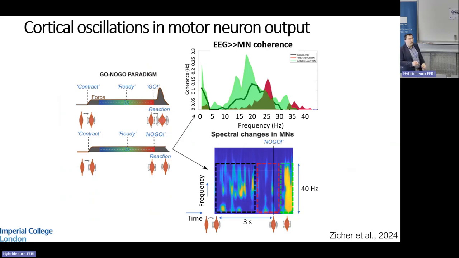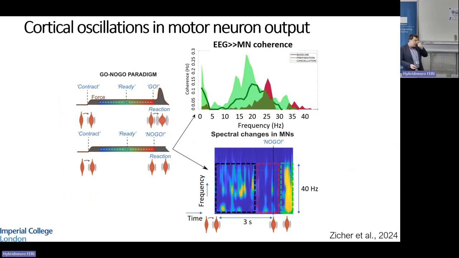The beta band seems to have, as one of its cortical functions, to inhibit the motor command. But that beta band inhibition goes down to motor neurons. So here you see a frequency plot of motor neuron activity. And when there is cancellation, you have a very high frequency in the beta and part of the gamma band. So you can use motor neurons to look at cortical activity. You can use motor neurons as a brain interface, as a real brain interface.